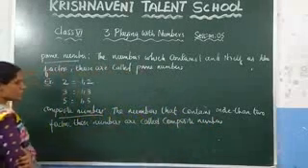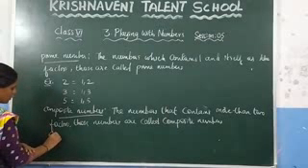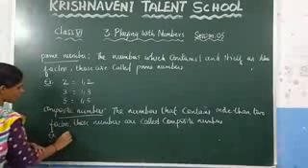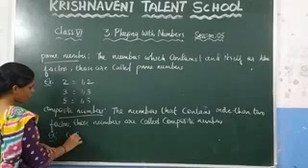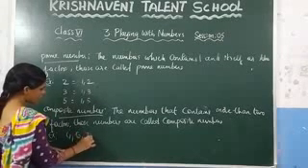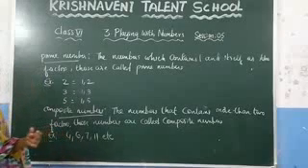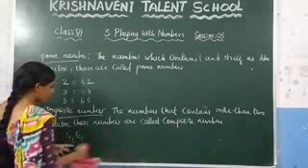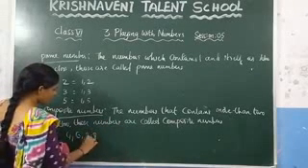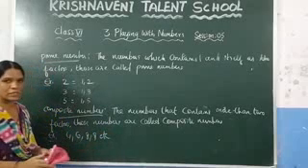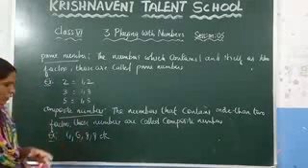What are the examples for the composite numbers? You can consider 4, 6, 8, 9. These are examples of composite numbers because they contain more than 2 factors.